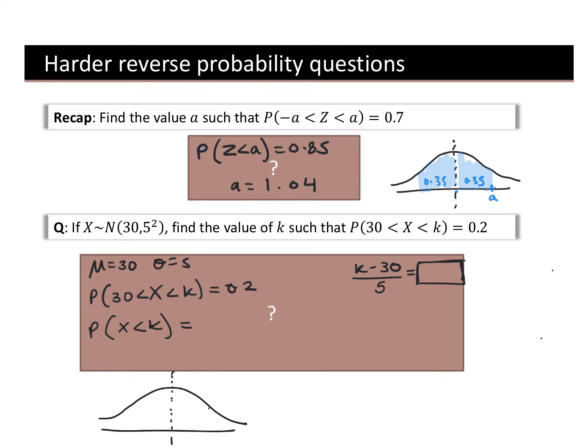And then this is K, yeah? This area is what? 0.2. So where are we? 0.5 plus 0.2? 0.7. Okay, so this is the probability of Z being less than K equaling 0.7.